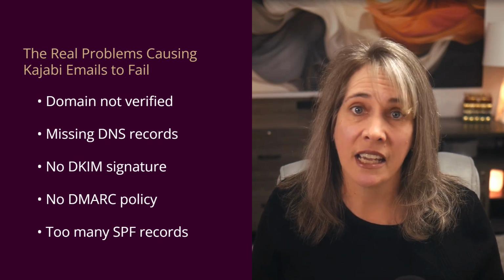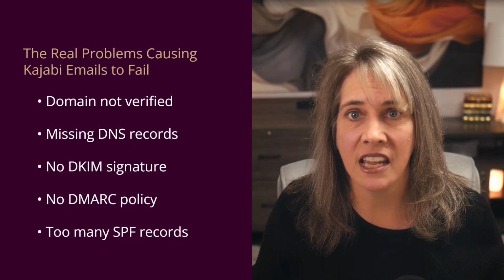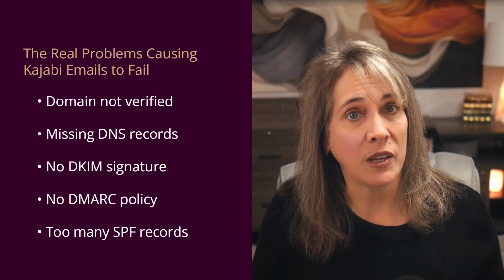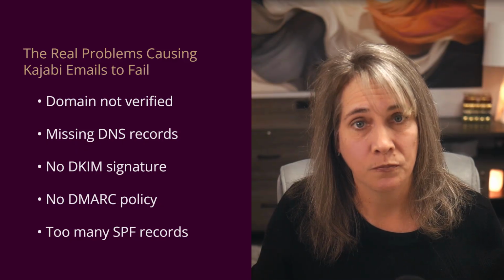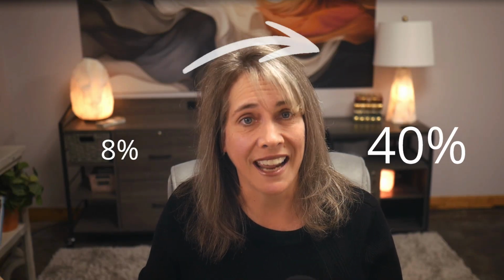There's maybe no DKIM signature or DMARC policy, or they added too many SPF records and accidentally told Google their emails might be fake. And once we fix those settings, their open rates jumped from sometimes as low as 8% to often over 40% in under 48 hours. Same list, same emails, just different settings. That's how important it is to make sure you have everything set up correctly in Kajabi when it comes to your emails, among other things.